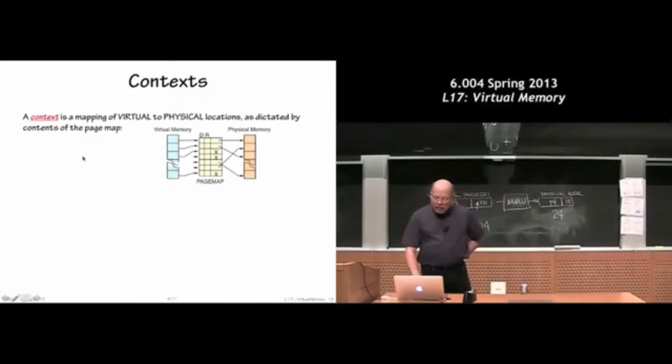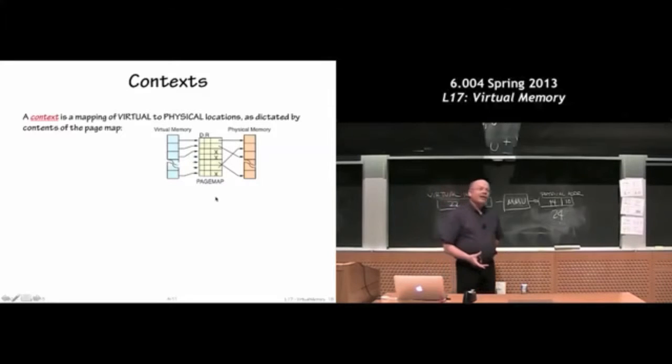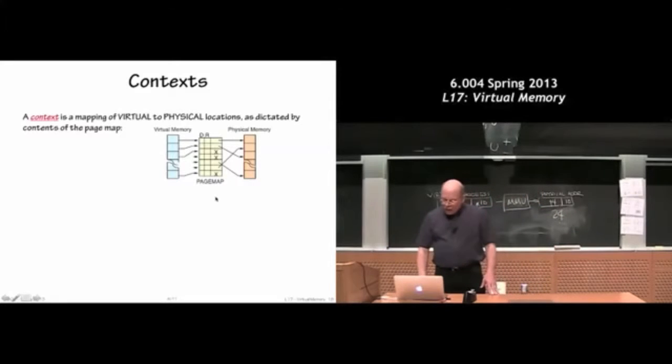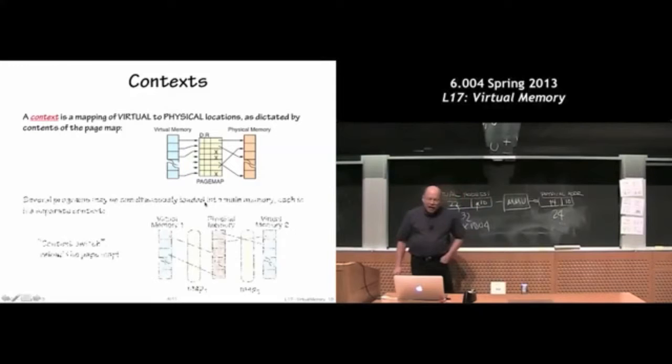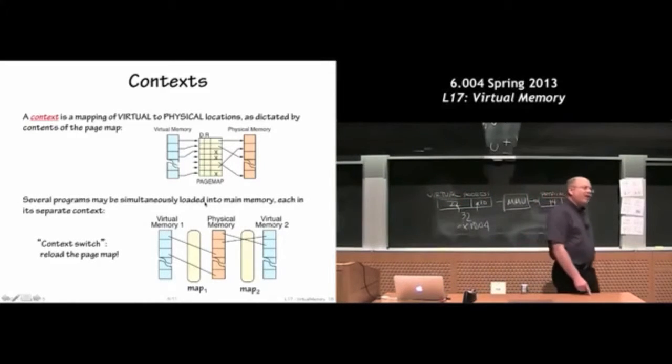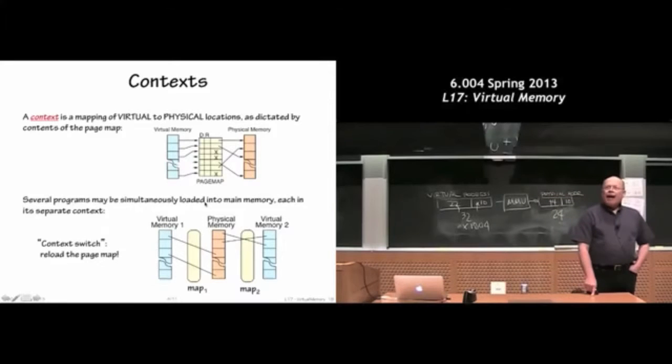So you can think of the memory map now as this context. It's a context for interpreting virtual addresses. If I give you the page map, I tell you everything you need to know to turn a virtual address into a physical address. And in fact, if I wanted to run more than one program at once on my machine, I might be able to have them living together simultaneously.